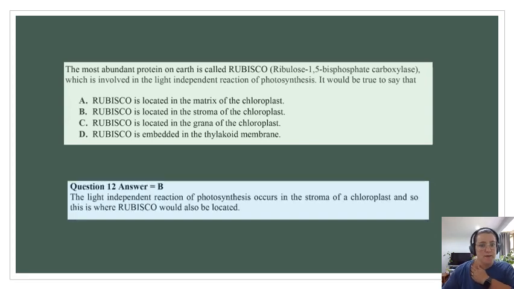Excellent. So the answer is B. Rubisco is the enzyme that's located in the stroma of the chloroplast. We know it must be there because it helps with the light-independent reactions to occur. It should be noted that this particular question was written when Rubisco wasn't part of the study design. You didn't need to know that it was involved in the light-independent reactions, which is why that hint's been given to students. You should know that walking into your exam.